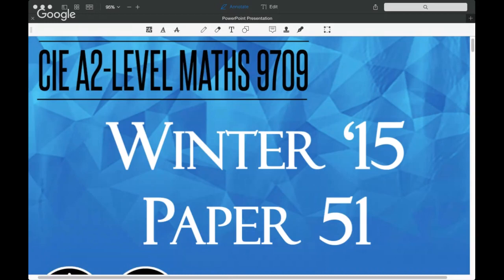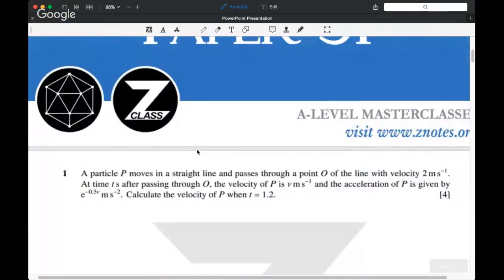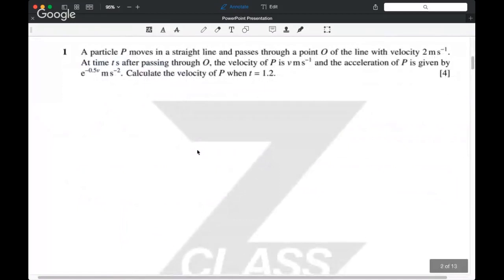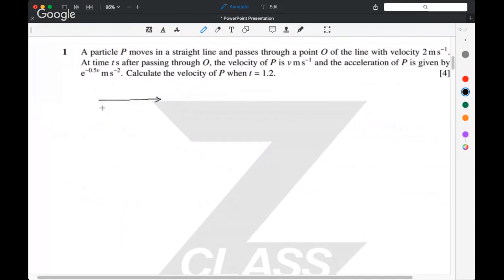Hi everybody, today we're doing a mechanics paper from A2 Maths. So first question, this is asking us to work out a little bit of a differential equation about a particle moving in a straight line. So nothing too difficult. So we have our particle P moving along, and we're given that it passes by this point O, say an origin.